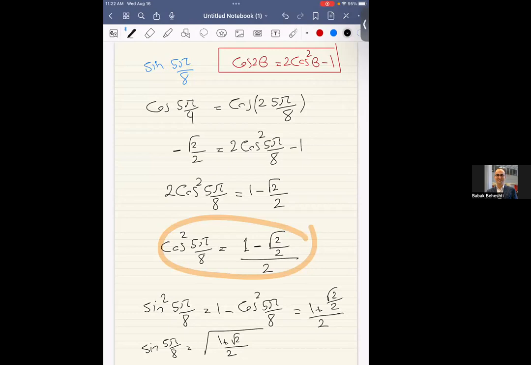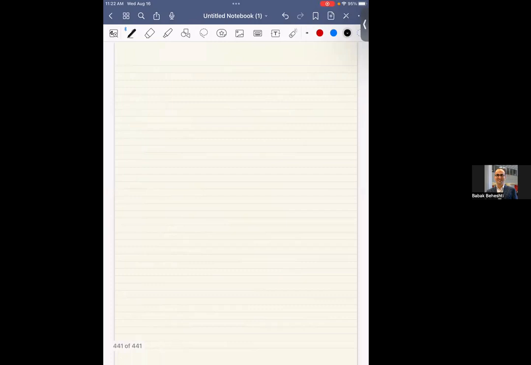No. Okay, maybe I'll test something. Who knows? Now, can you compute, this is a similar question, can you compute cosine of pi/12 and sine of pi/12? I mean, without calculator. Any suggestion?